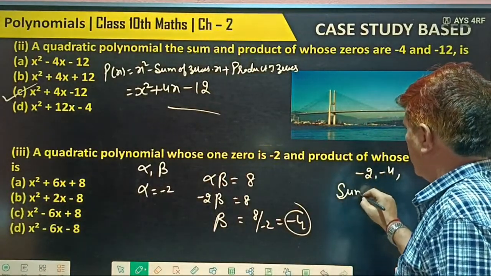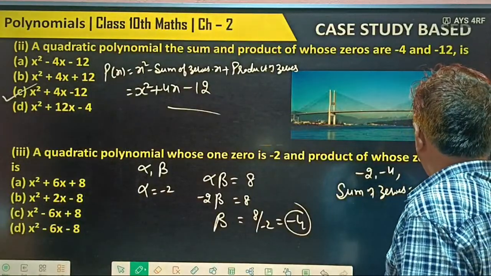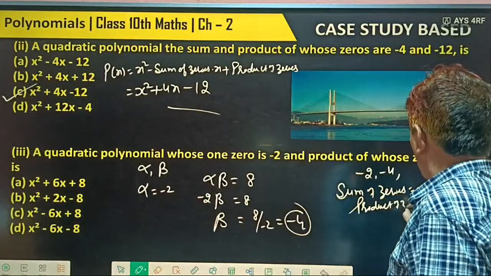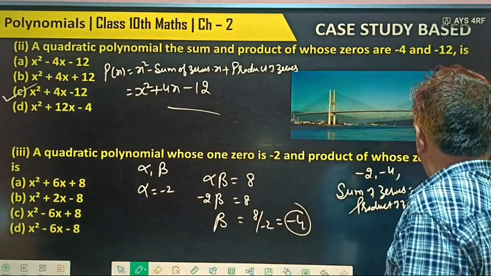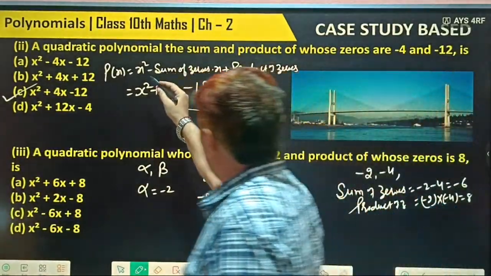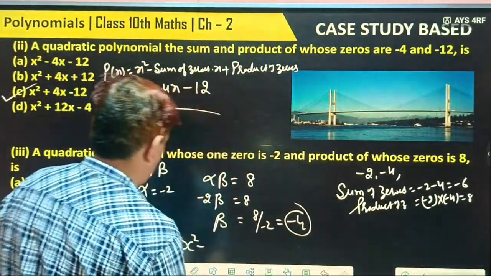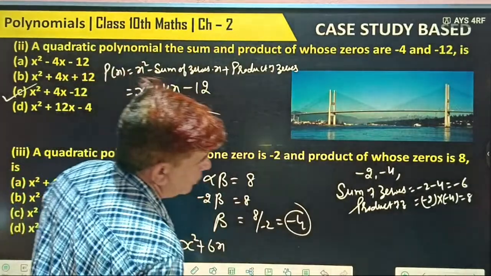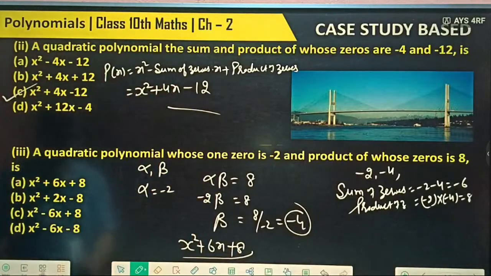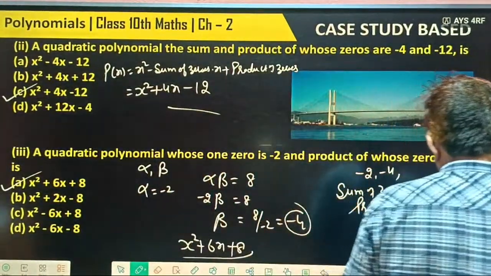So sum of zeros equals minus 2 minus 4, equal to minus 6. Product of zeros is equal to minus 2 into minus 4, how much? 8. So what does it become? x square minus the sum of the zeros, minus 6, so plus 6x, plus the product of the zeros, plus 8. So x square plus 6x plus 8. So what's your answer? A is your answer.